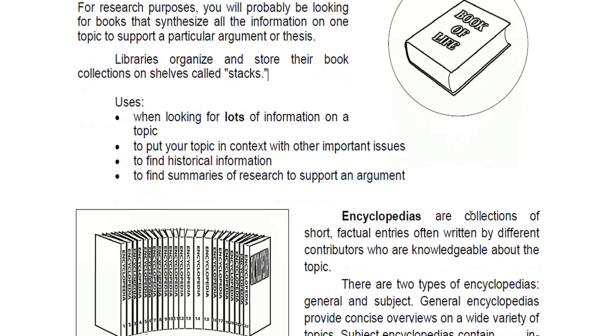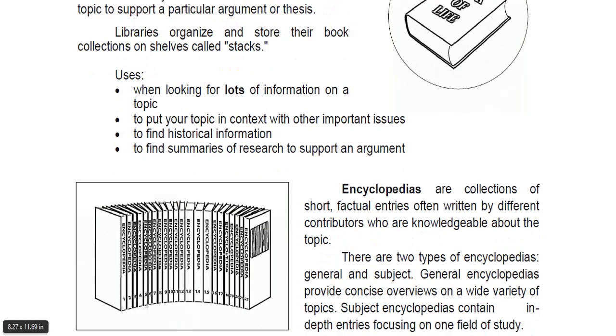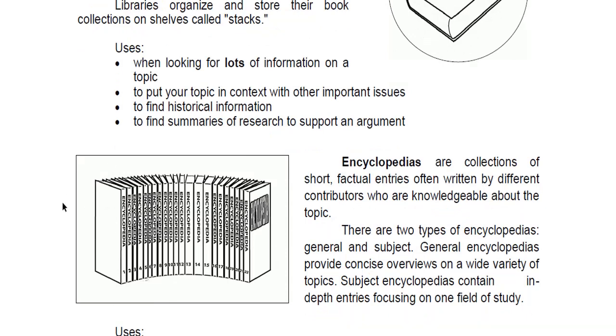The second one, we have here the encyclopedia. This is how the encyclopedia looks like. It is a collection of short, factual entries often written by different contributors who are knowledgeable about the topic. You can find also a lot of information in the encyclopedia, and they are arranged by volume. Sometimes this particular book is just letter A, so you can find all the information which begins with letter A, and so on, letter B, C, D up to XYZ. And encyclopedias are divided into two.